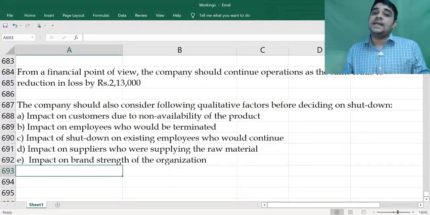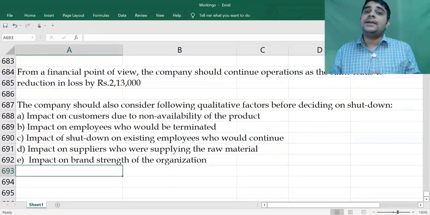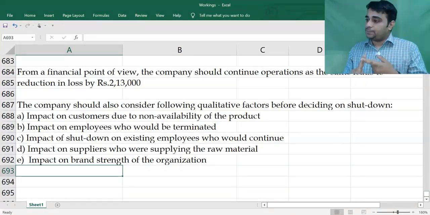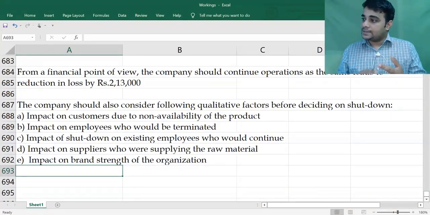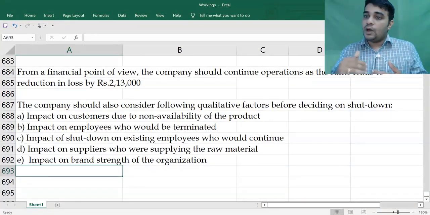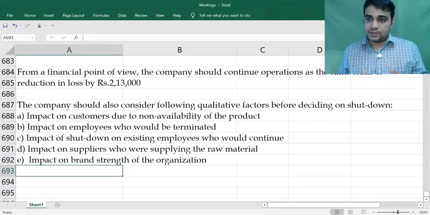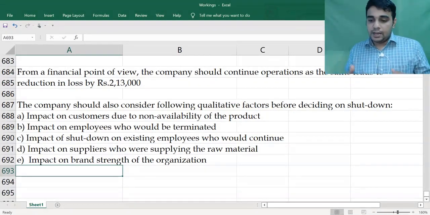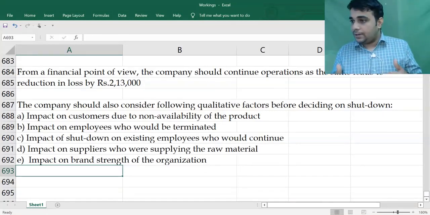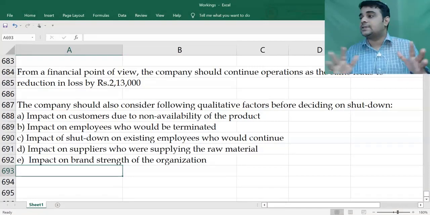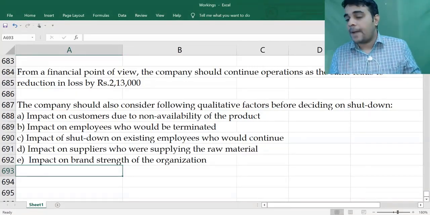Then you prepare a statement of ranking. The ranking will tell you whether you need to prioritize product A or B or C or D. The ranking will tell you what is the priority of production. Once the priority is established, you will do a statement called allocation. In the statement of allocation, you will finally decide which product the company should manufacture.